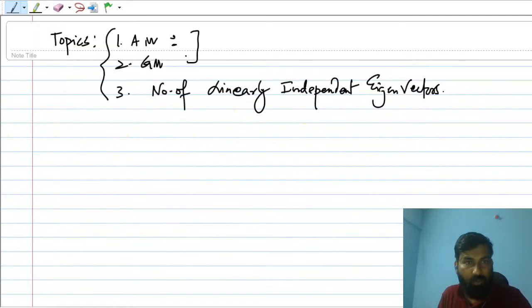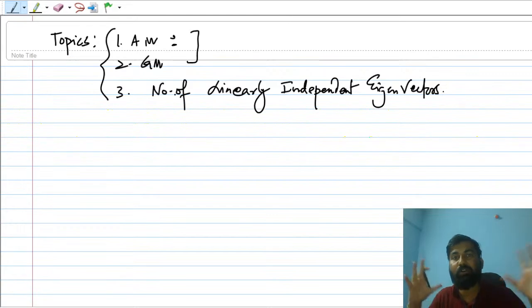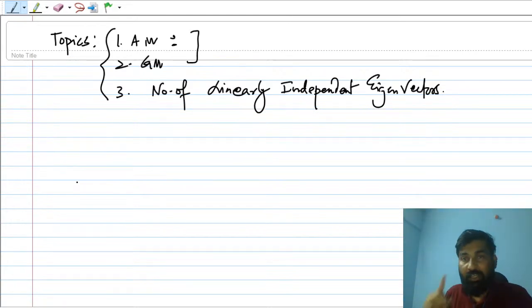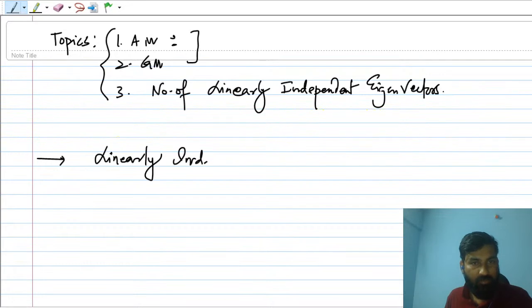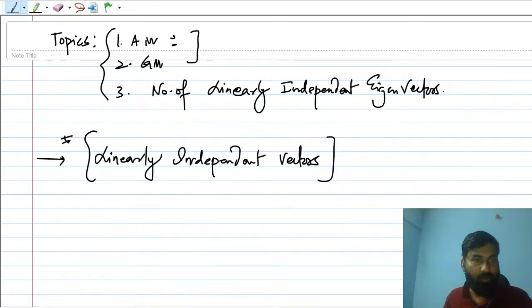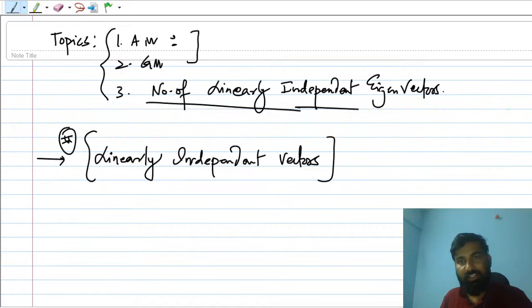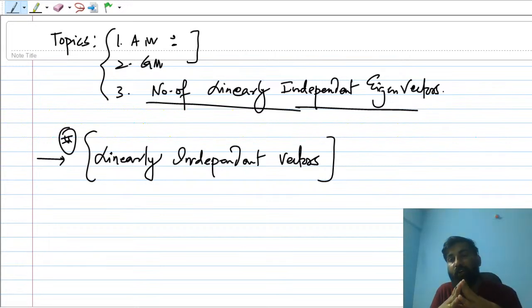What is the meaning of algebraic multiplicity? See, why am I talking about these two concepts? Because these two concepts will help you determine the number of linearly independent eigenvectors. You will also study linearly independent vectors, but not in this session. It's a different topic, and this is a different topic: linearly independent eigenvectors. Because I have already explained the meaning of vector as well as eigenvector.